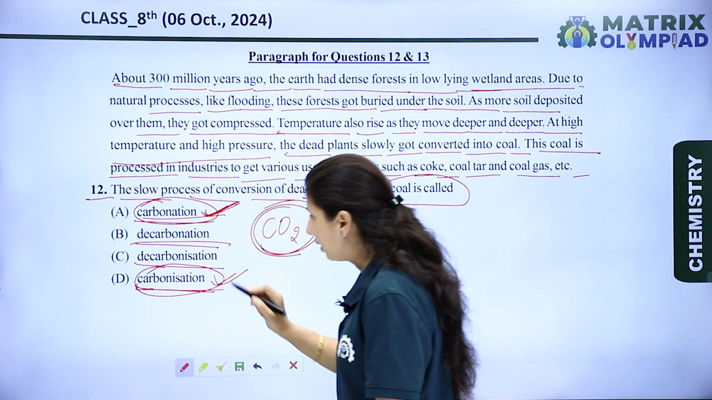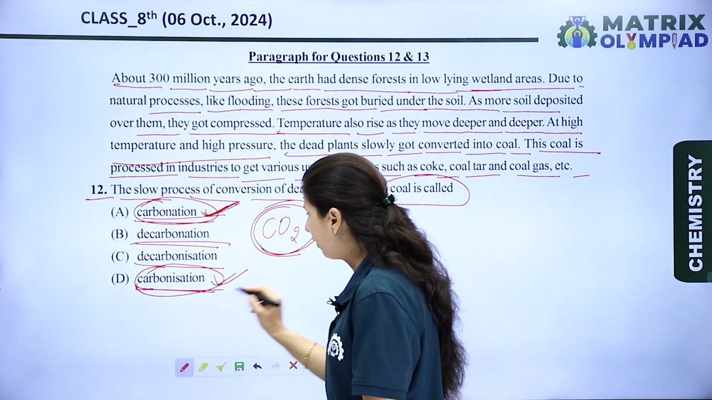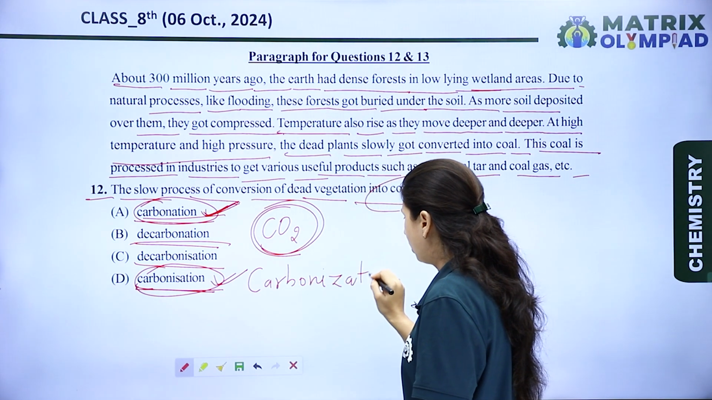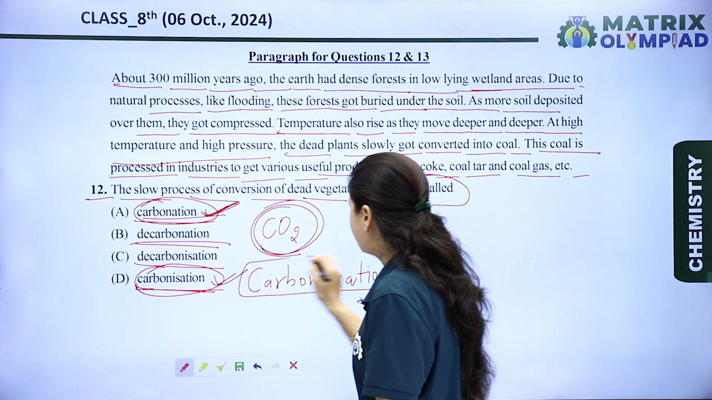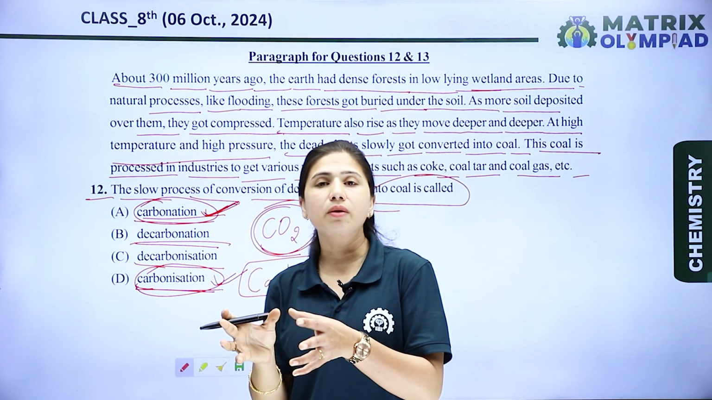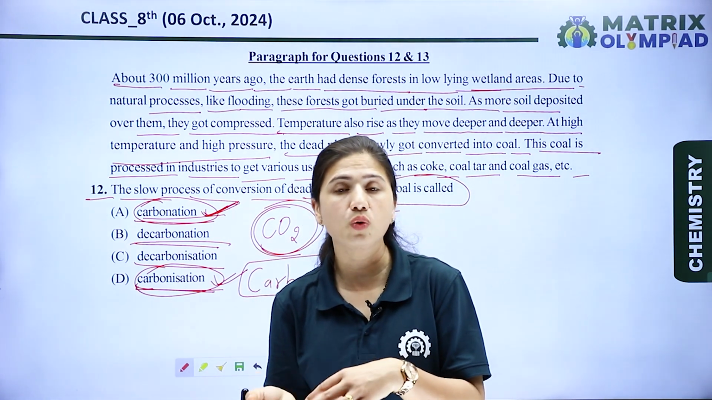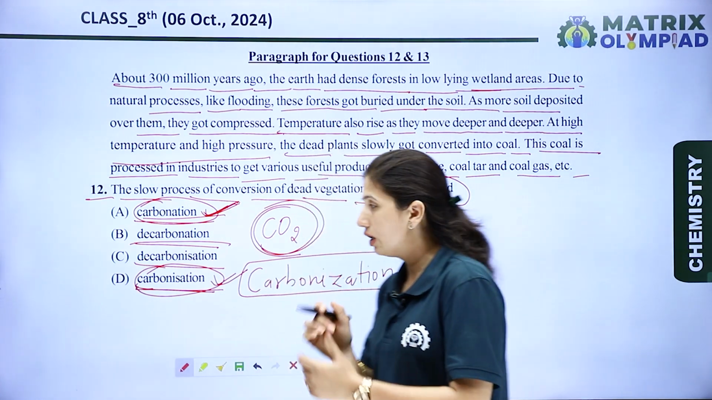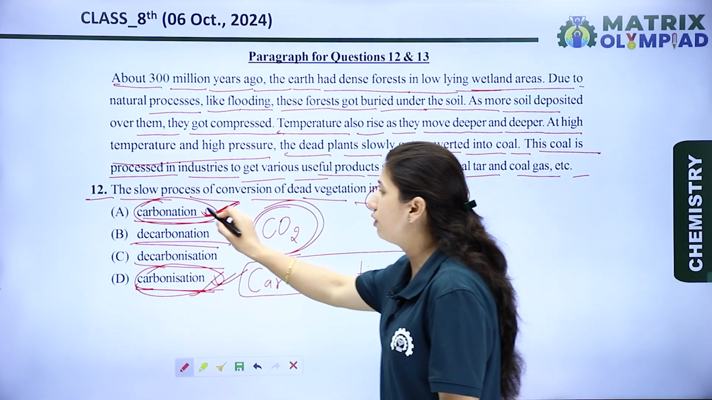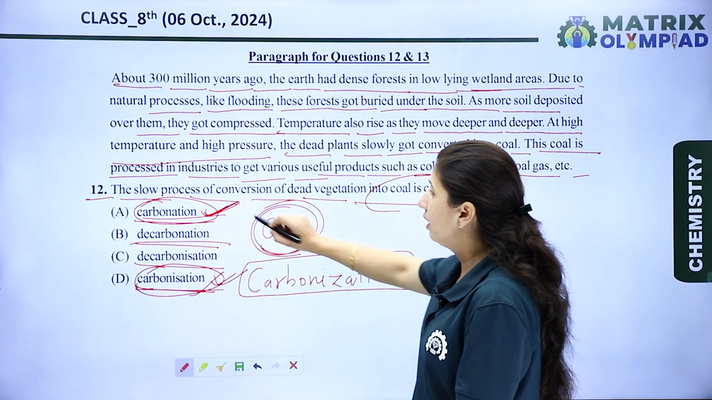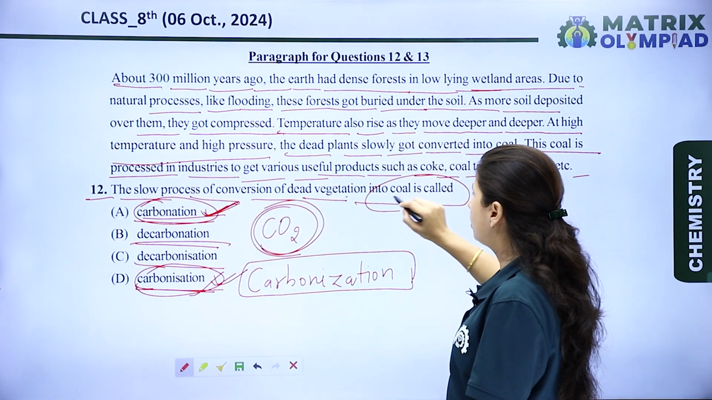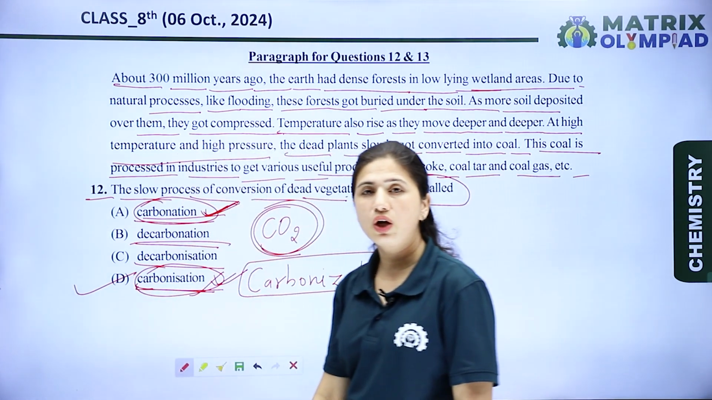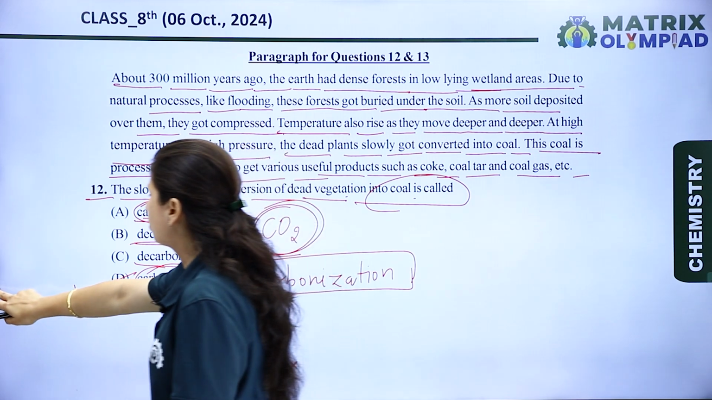Now let's see this point, carbonization. Carbonization is a process in which organic material is converted into coke and carbon by thermal decomposition. So the carbonization process is different from the carbonation process, and the slow process of conversion of dead vegetation into coal or carbon is known as carbonization. So option D is the right option for this question.